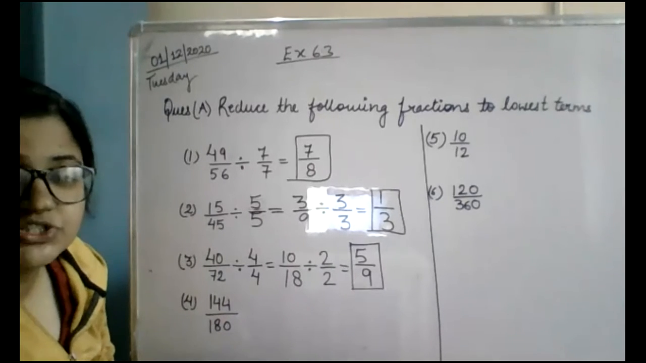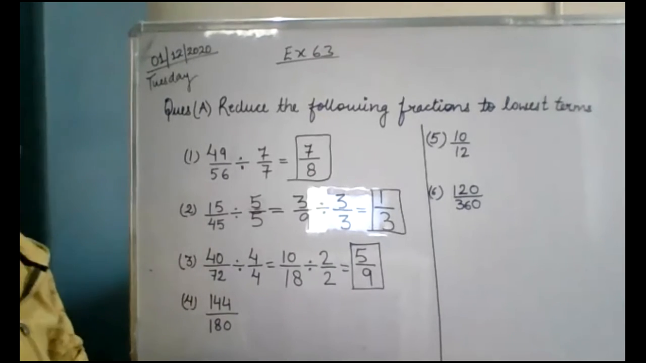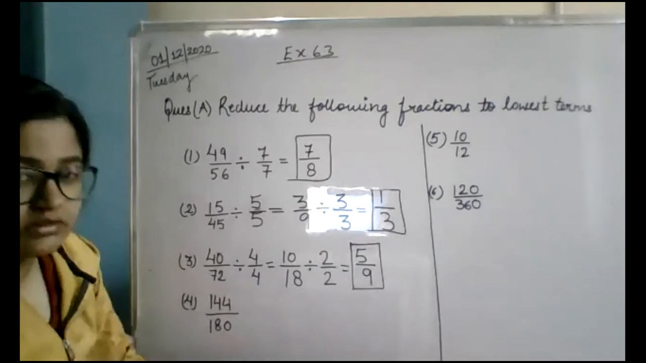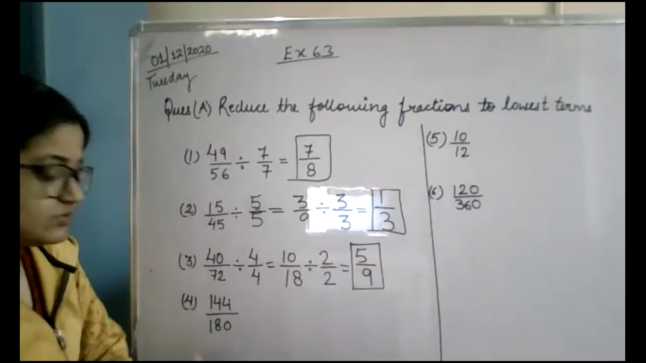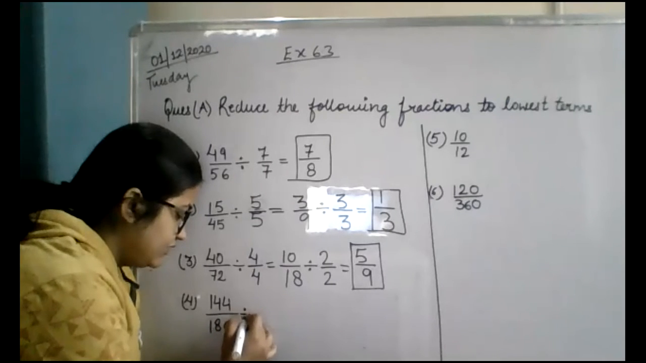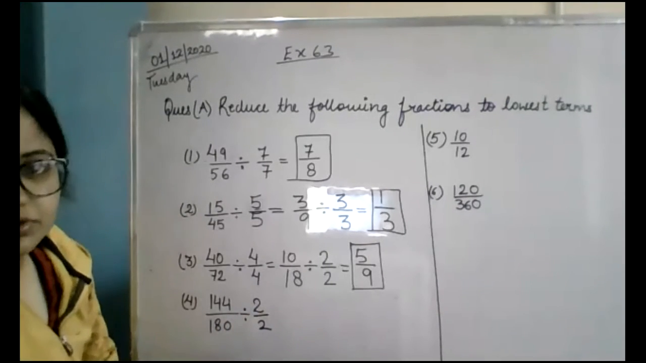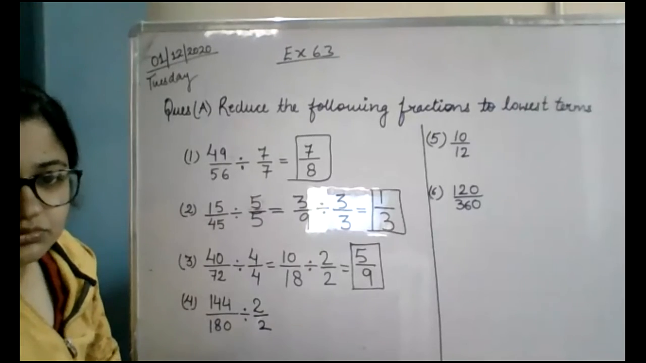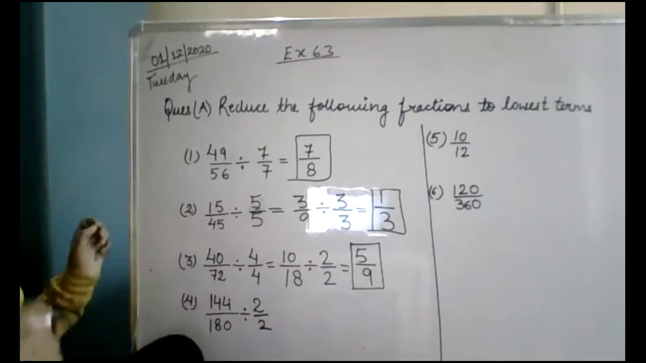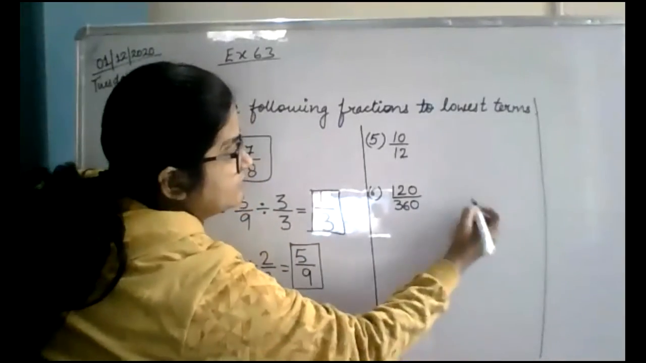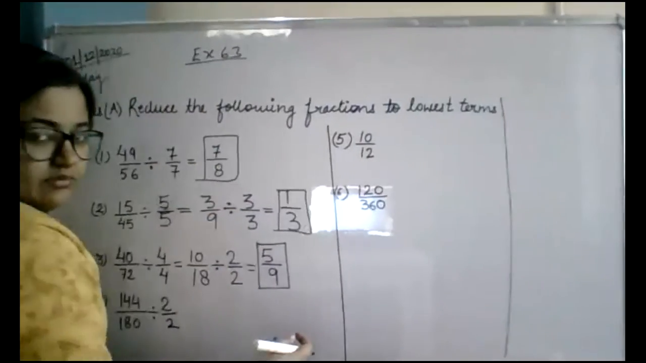144 and 180. In which table are both of them coming? 3. Okay, some of you can say 2 also. You can. I am dividing it by 2 because both look like even numbers to me. So I divide both of them by 2. And where I will do the division, I'll make a rough column.